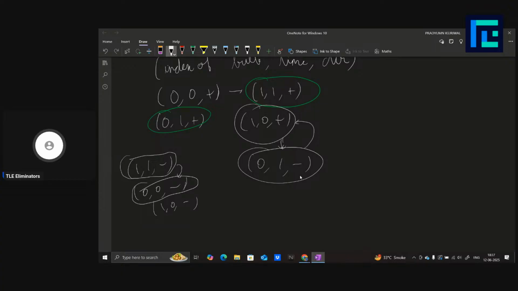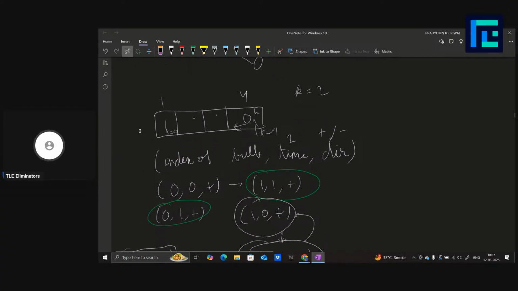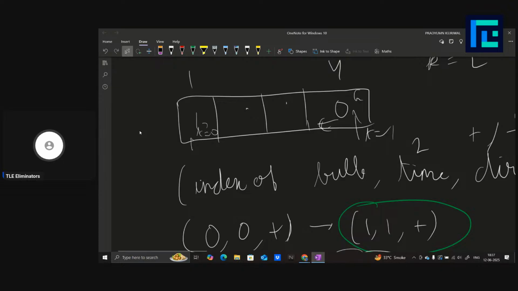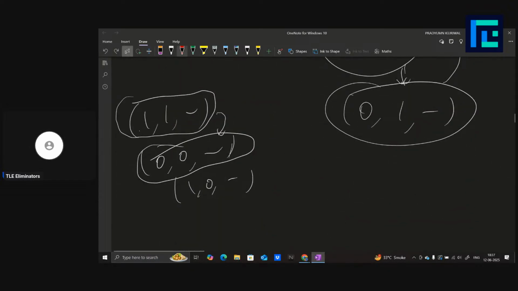And what about the 0 0 minus? This 0 0 minus is actually a base case, because if I am here at t equal to 0 and the signal is green, then I can simply go here. If I am already facing in the negative direction, I can simply go out. So this is a base case, so I'll mark it as green.